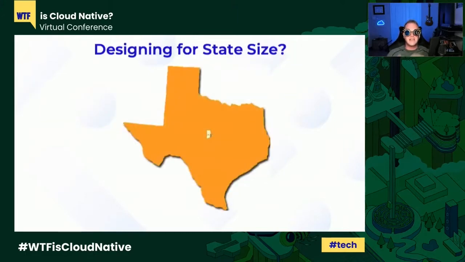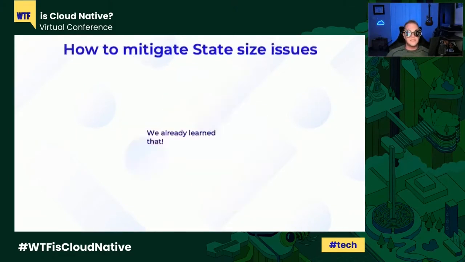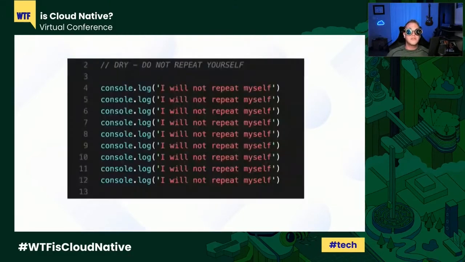Designing for state size. When you deploy stuff with infrastructure as code, you end up with a state file. It has every single thing that was deployed, all the configuration, and all of that. If you have a giant state file, it can make your deployment processes take quite some time. So how do we mitigate state size issues and help speed up that deployment performance? The good news is we literally just learned that: the DRY methodology that we just talked about.